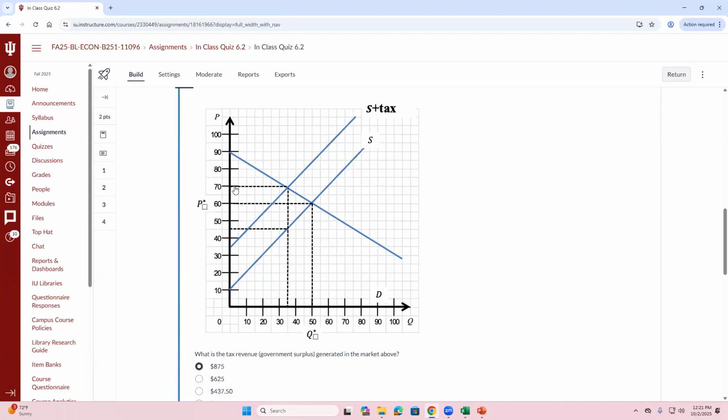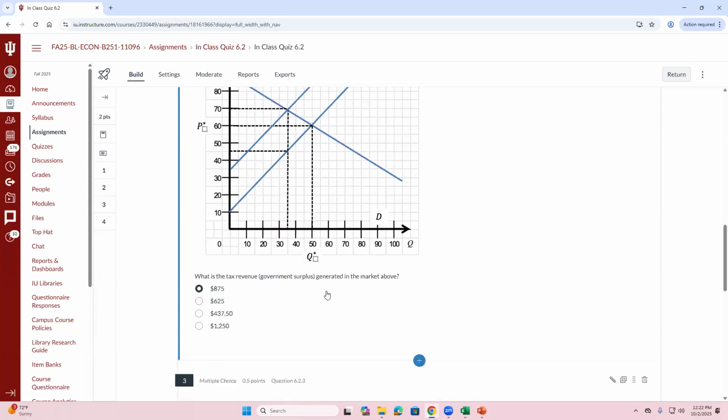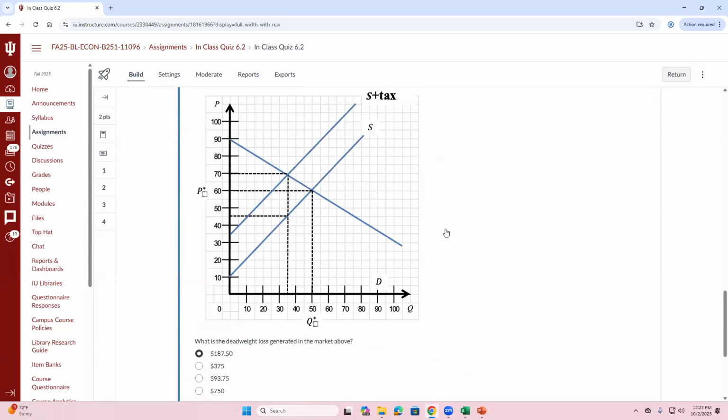If I take the value of the tax and I multiply it by the new quantity after the tax, that should be total tax revenue. So 25 times 35 should give me that 875. Okay. And then if I'm thinking about my deadweight loss, what area is that going to be?